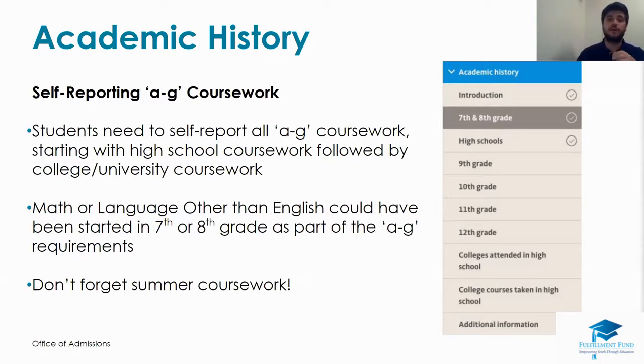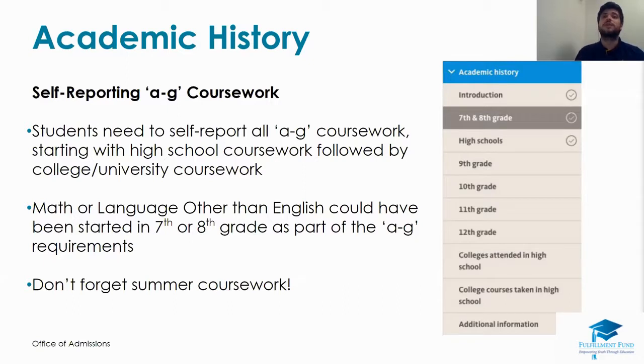As you go through this section, you will notice that there is a 7th and 8th grade section. For this section, if you took any math or language other than English, or any foreign language courses, these can definitely be listed here and can fulfill your A through G requirements. Keep in mind that we won't ask you to provide any transcripts for these courses later on, so you don't have to go and ask your middle school for a transcript.